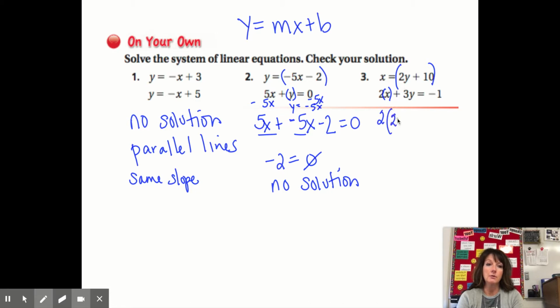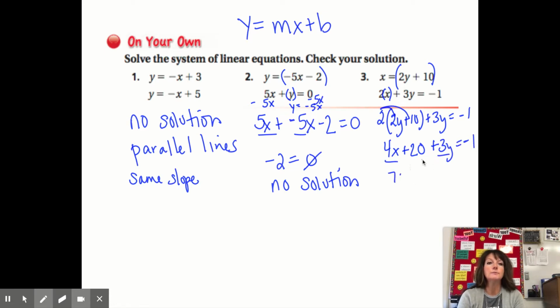So 2 times 2y plus 10 plus 3y is equal to -1. So let's go ahead and distribute the 2 to each thing. Plus 3y is equal to -1. Like terms, 7y. I wrote an x. Didn't mean to do that.